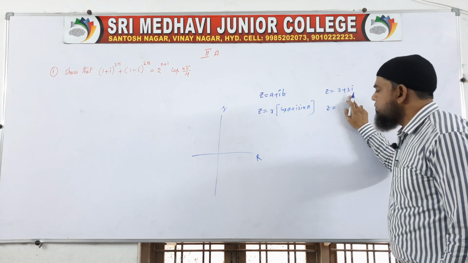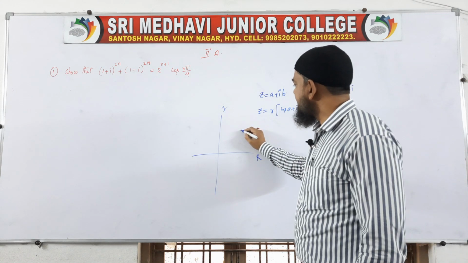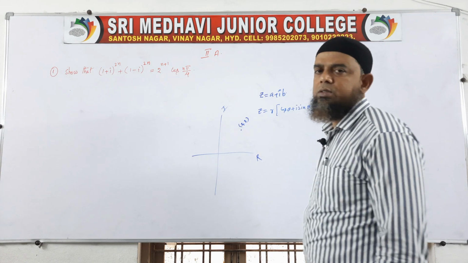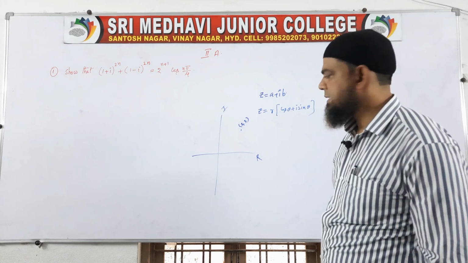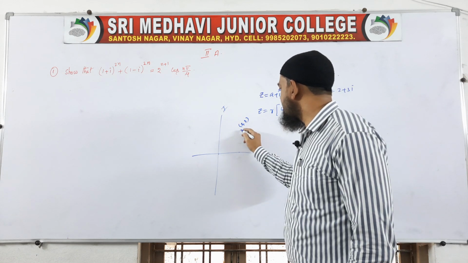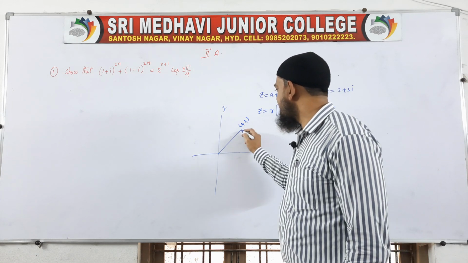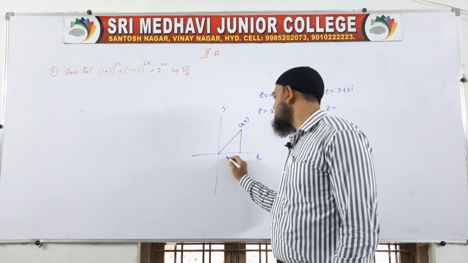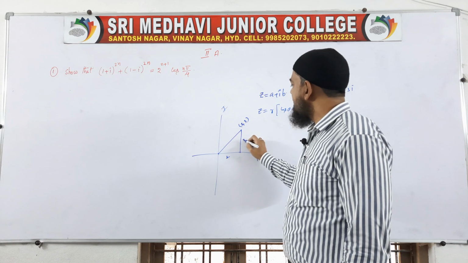As our example, 2 plus 3i is given: 2 plus 3i, 2 comma 3. We can take points like this also, 2 comma 3, 2 plus 3i. 2 means the real part, from here to here. I connected the line to the origin and took a perpendicular on the x-axis. See, from here to here the value is 2. From here to here the value is 3.